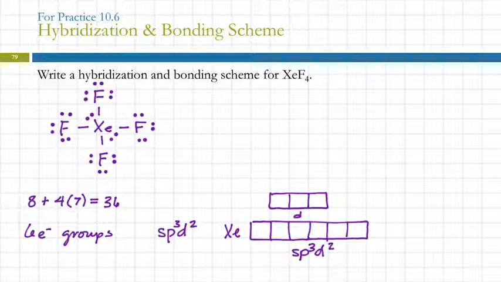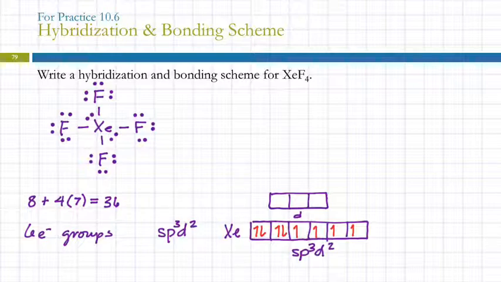So then we look at, well, xenon has how many valence electrons? 8. So let's put those 8 electrons into these hybrid orbitals. So 1, 2, 3, 4, 5, 6, 7, 8. They have to pair up. We're going to fill up those hybrid orbitals before we would go up into the d orbitals.